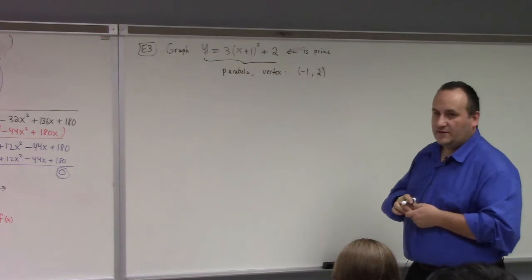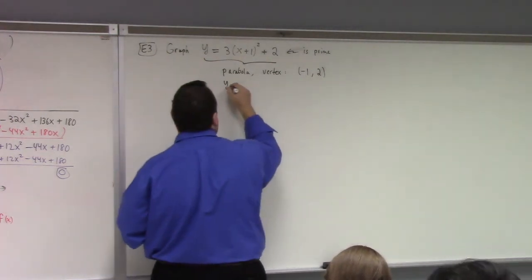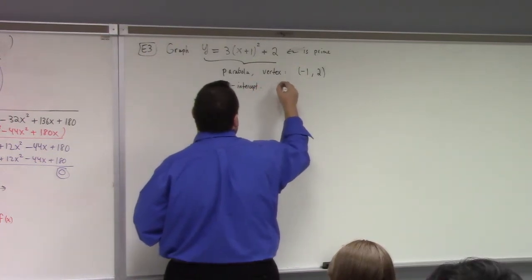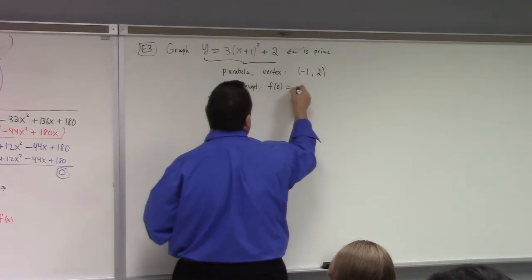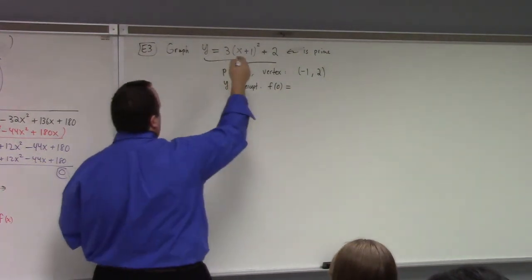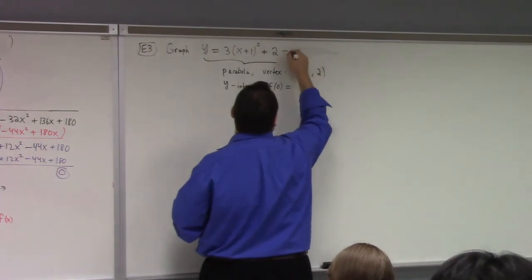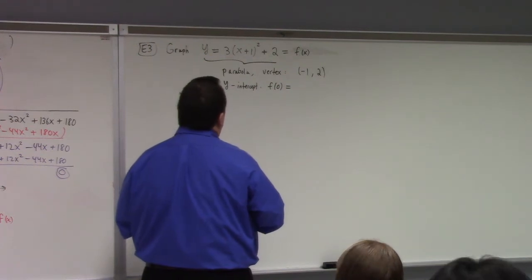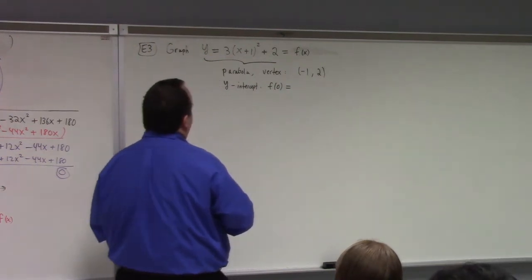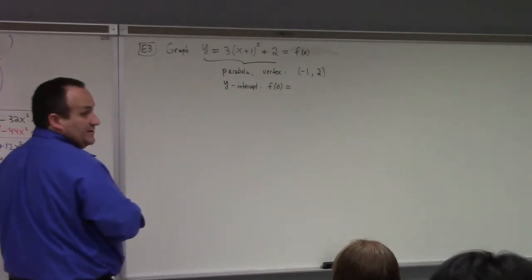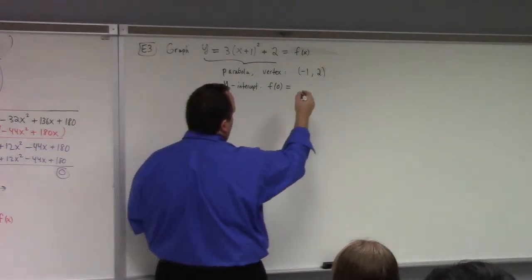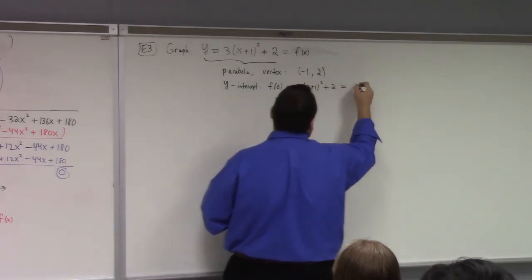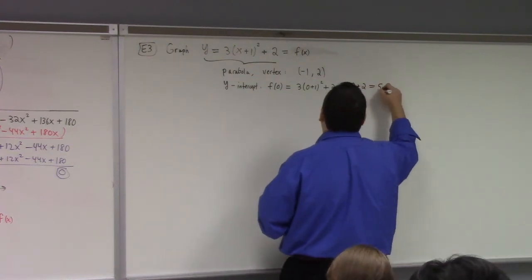And what's the y-intercept? If I call this thing f of x, yeah. 2, 2, and the y-intercept. Like I plugged 0 into the formula, right? So we have 3 times (0 plus 1) squared plus 2, which is 3 plus 2, right? Which is 5.